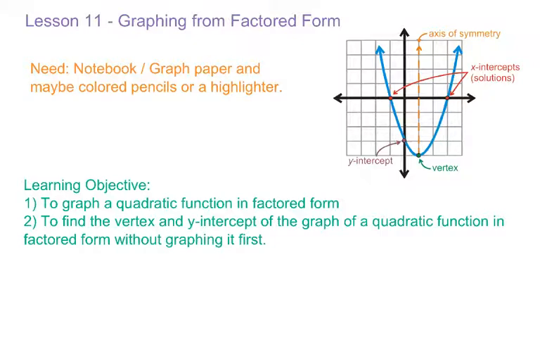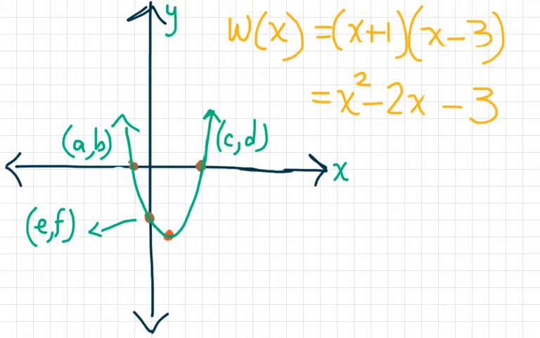We're also going to find the vertex and the y-intercept of the graph of a quadratic function in factored form, and we're not going to be graphing it first, so we're going to be able to look at the equation and figure it out. So let's just review from last week.